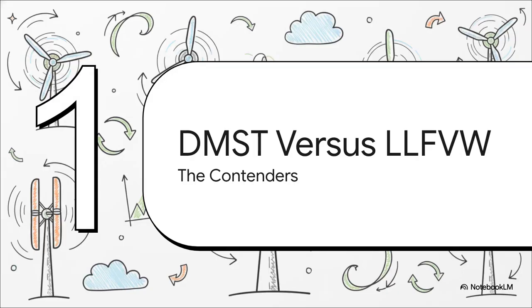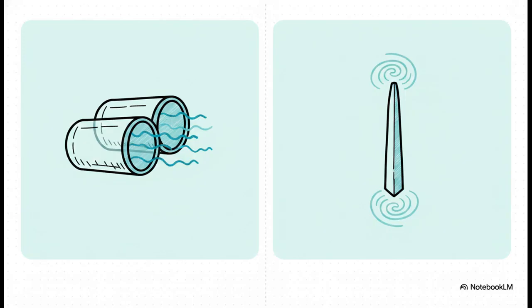Okay, moving right along to Section 2, DMST versus LFVW. Let's meet our two contenders. We have the DMST model, that's double multiple stream tube, and then we have the LFVW model, or lifting line with free vortex wake. Both of these are widely used, simplified aerodynamic approaches. Engineers use them all the time to save computing power, but as we're going to see in a second, they definitely do not yield the same results when put under pressure.